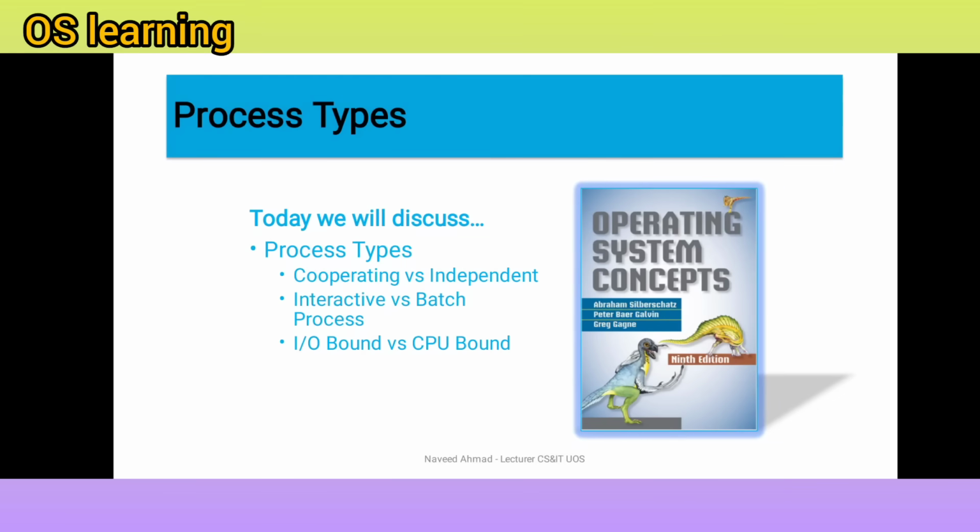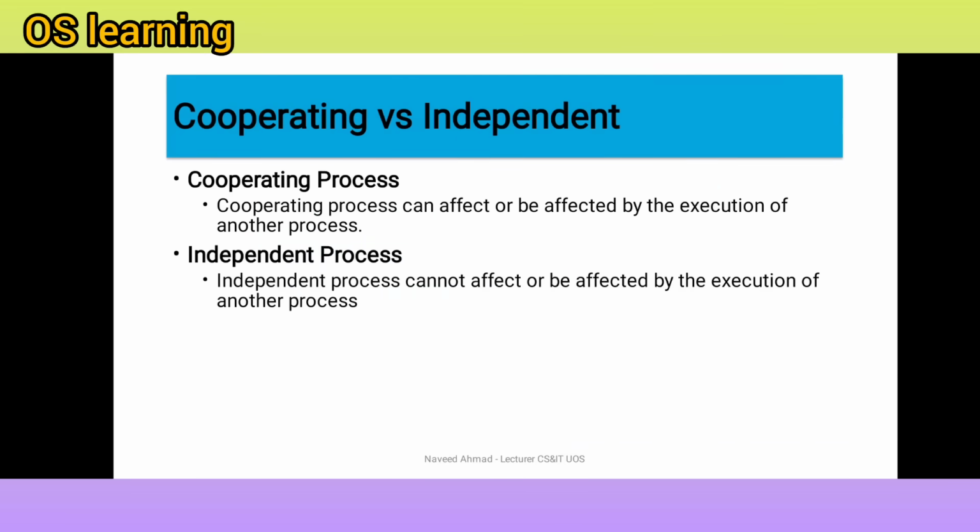Okay, first of all let's discuss the process types. First, our concern is cooperating versus independent. A cooperating process can affect or be affected by the execution of another process, and an independent process, as its name shows, is not dependent, so it cannot be affected by the execution of another process.